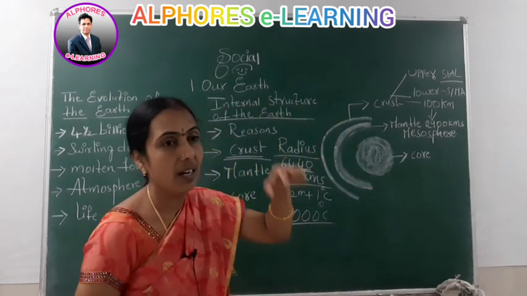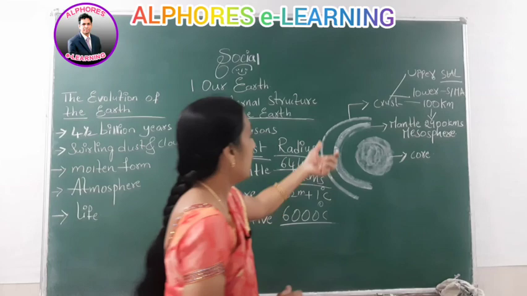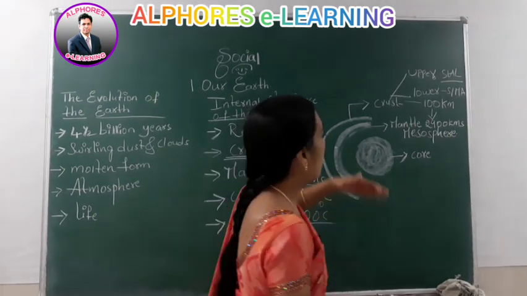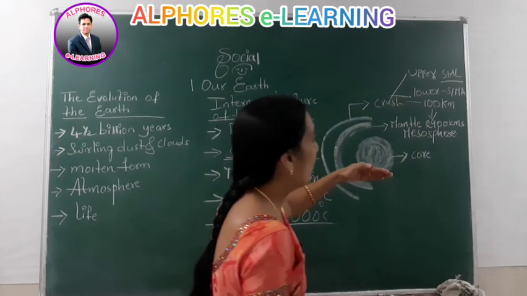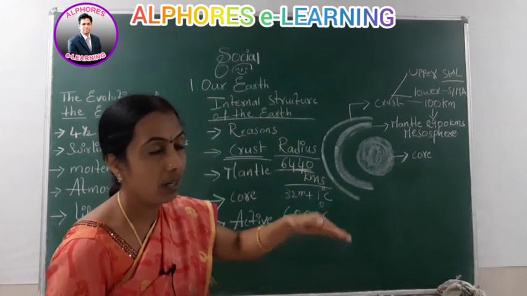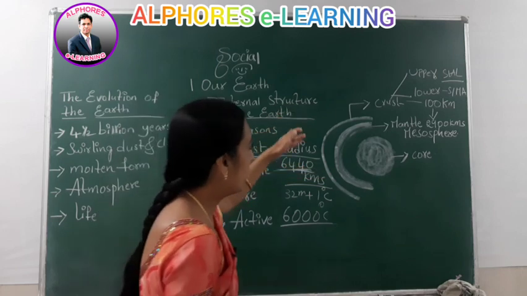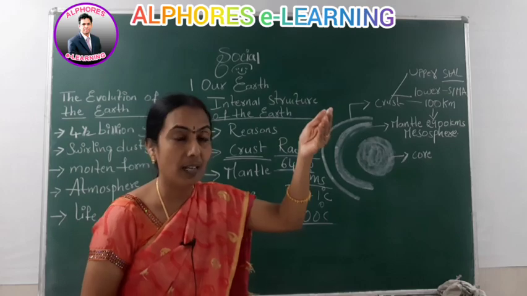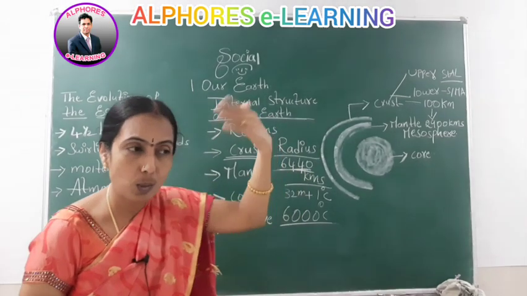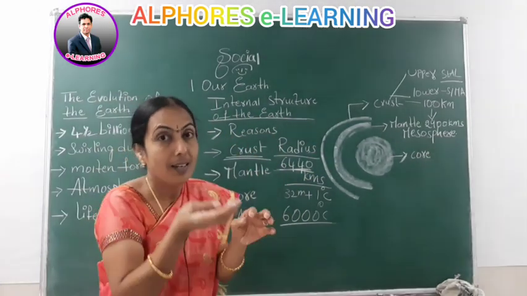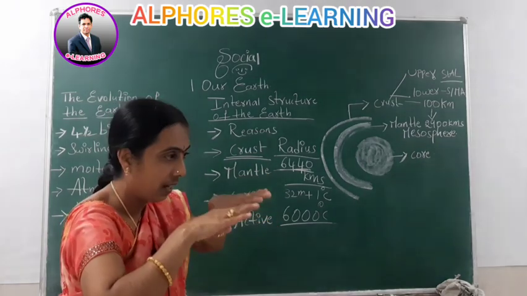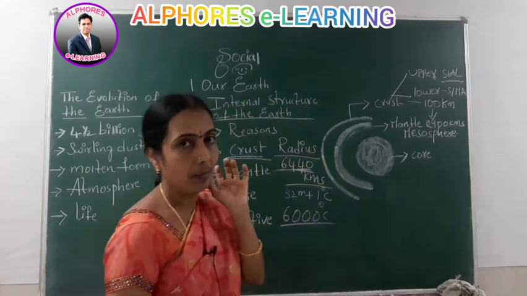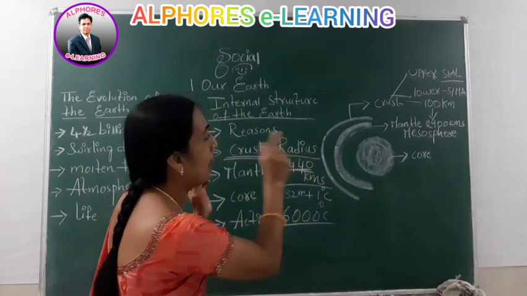As it is located in the middle of the 2 layers, it is also called mesosphere. It extends from 100 kilometers to 2900 kilometers. That is the depth. And silicates are present here. How it formed means, when the earth was boiling in the molten form, the heavier particles came down, settled in the middle, and this mantle was formed. Like this, 6 points you have to cover in mantle also.